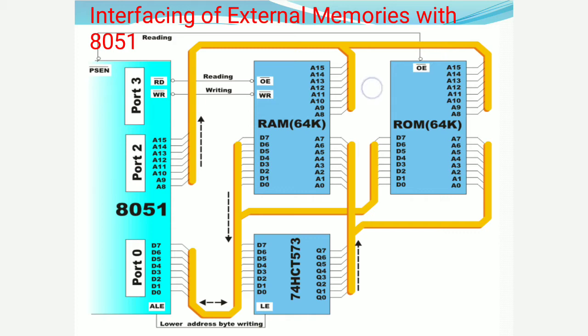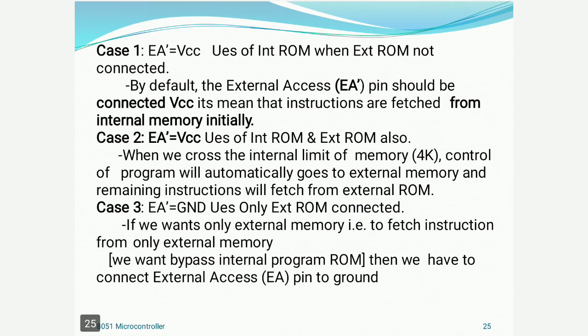So these three cases we have discussed, case 1, case 2 and case 3, and I think I have told you to remember the third case, that is EA bar equal to ground or connected to the 0-volt signal. In that case only we are able to access only external, otherwise we are able to access internal plus external. If it is connected, no problem. If external memory is not connected, in that case only internal memory is accessed. Okay, so have you written these three conditions or not?